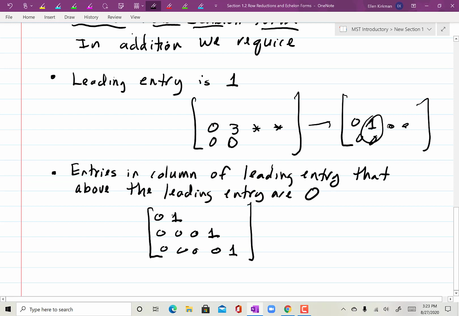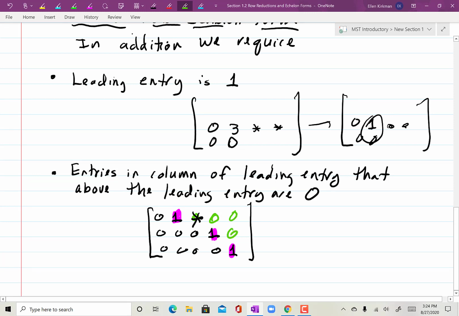Okay, so these leading entries, they have to be 1. And row echelon form required below to be 0, and now I'm requiring that above is 0 too. So maybe let's do that in blue. So that has to be 0, that has to be 0. But these other ones can be anything. Sorry, this one can be anything because there's no leading entry there. But these other ones have to be 0.